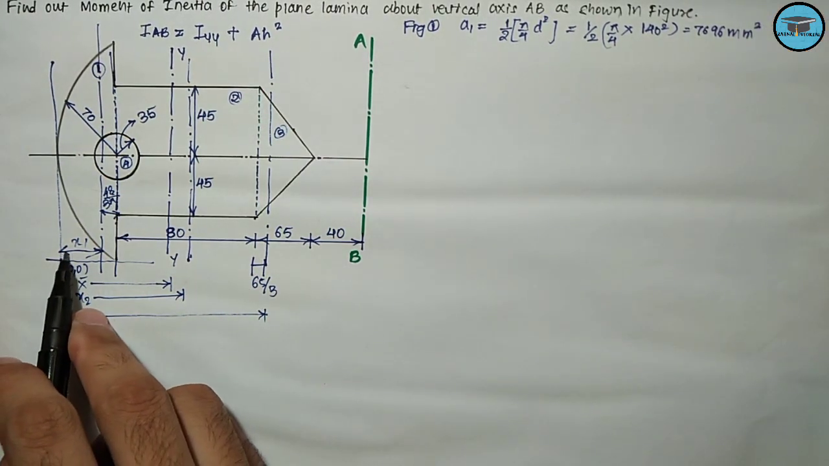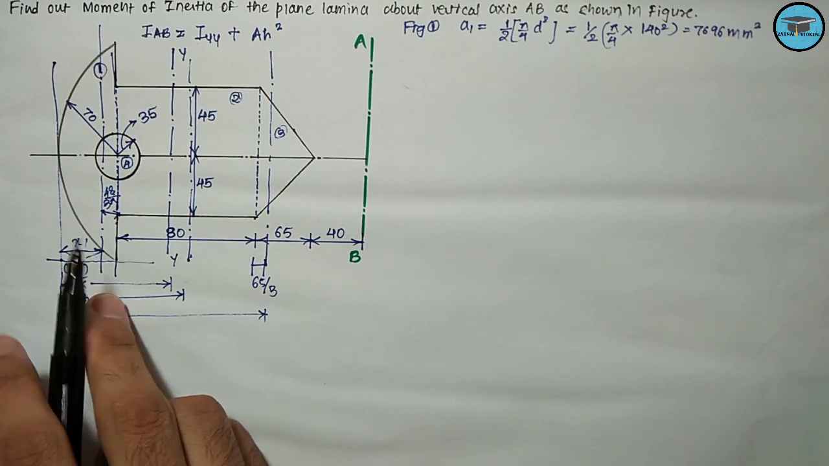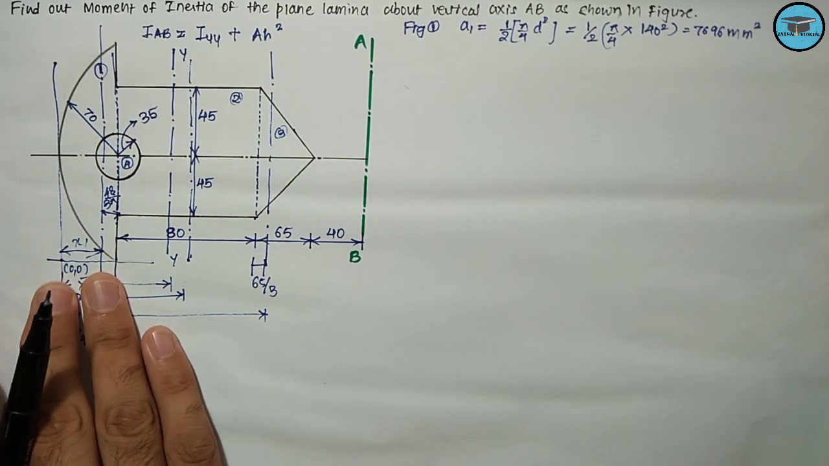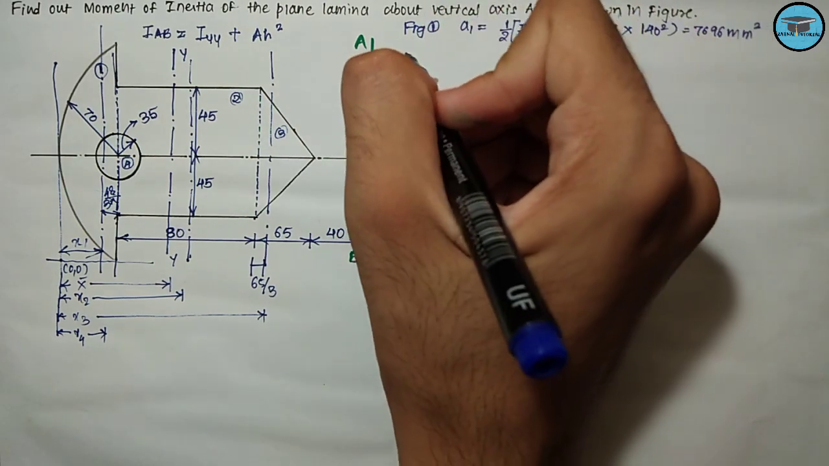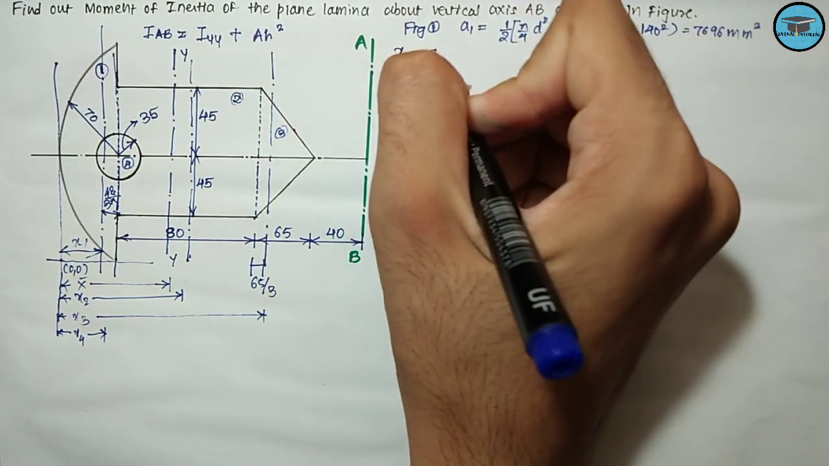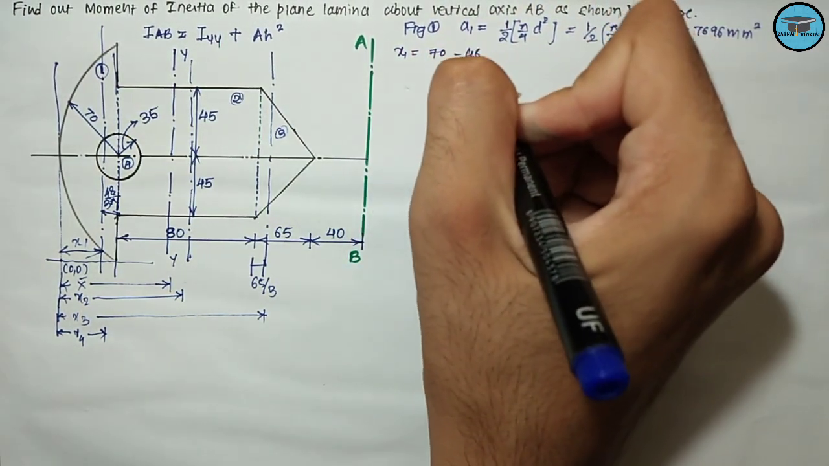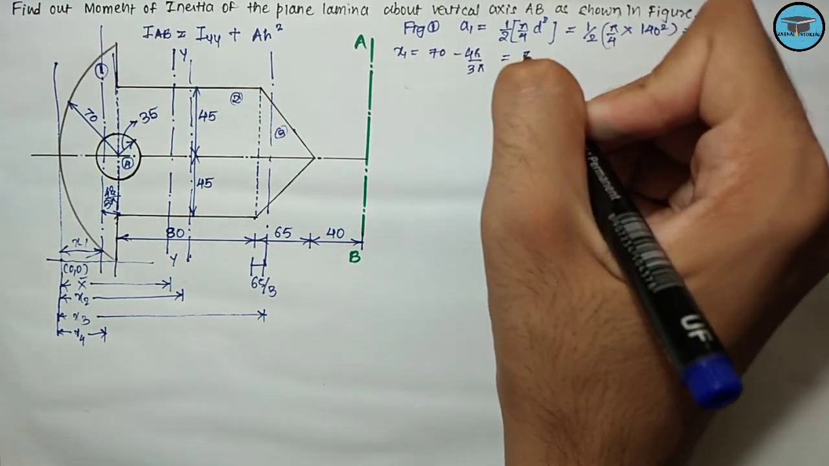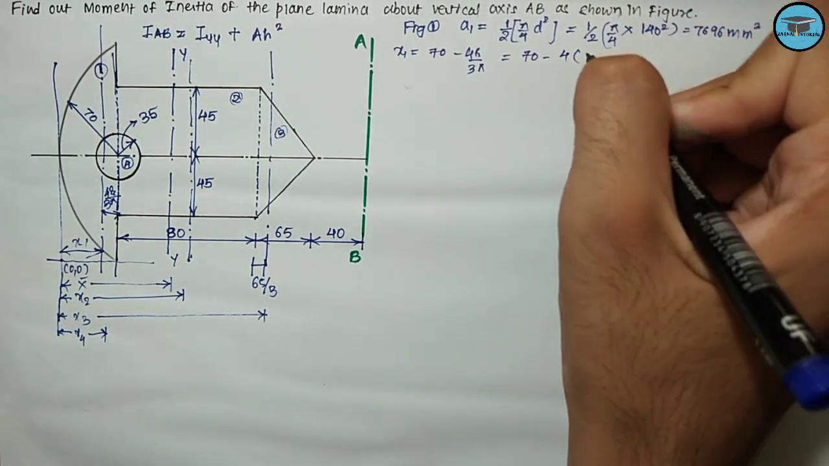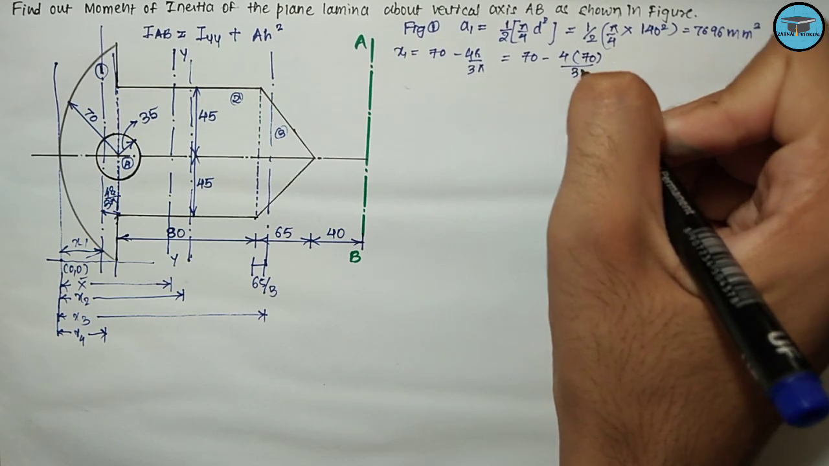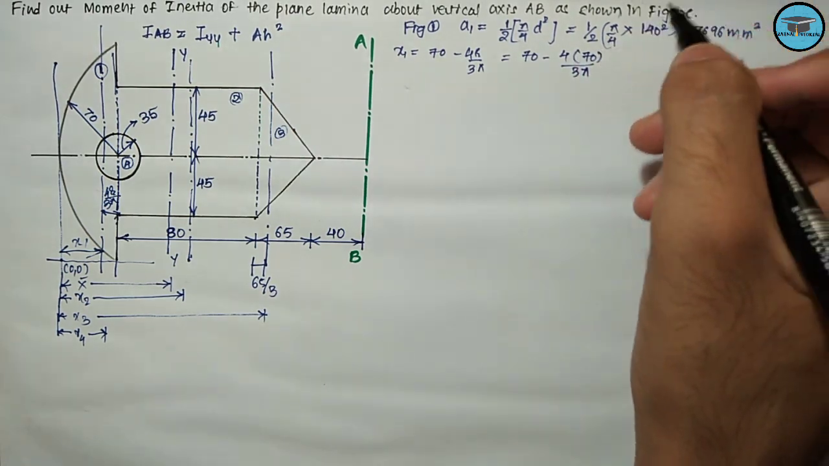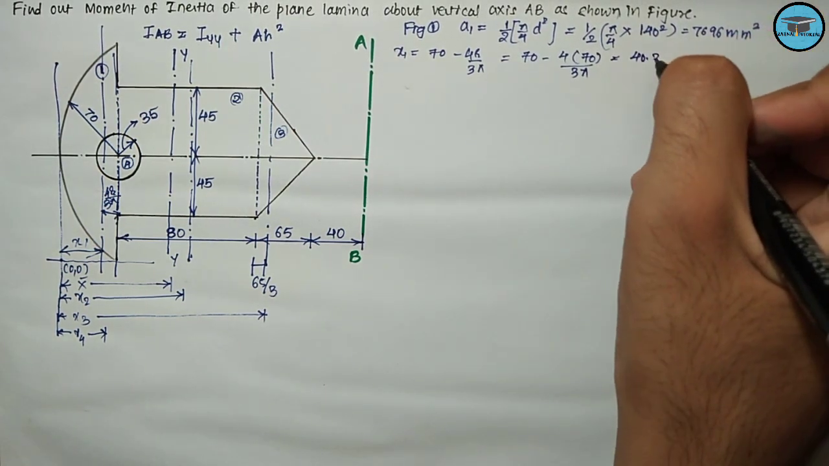And we need to determine the value of x1, that is nothing but this much distance, that is 70 minus 4r divided by 3 pi. So the x1 can be determined as 70 minus 4r divided by 3 pi, that is equals to 70 minus 4, that is r is 70 only, divided by 3 pi. So the value comes out to be 40.3 mm.